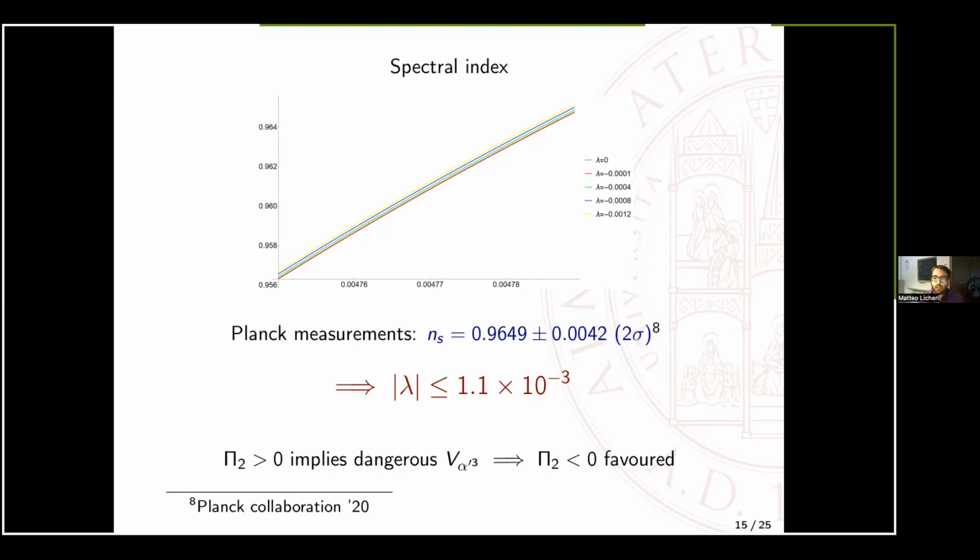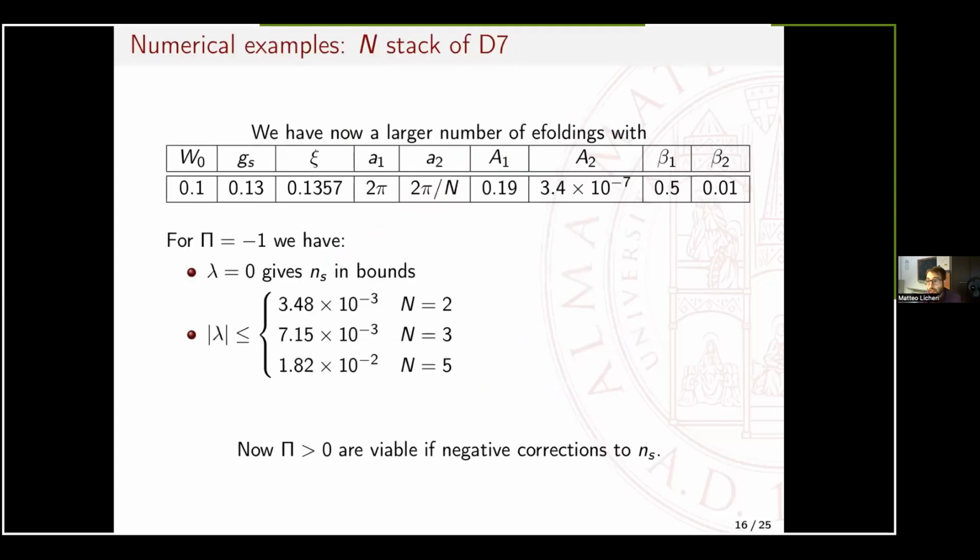In fact, since we are starting from a spectral index that is already below the value of Planck, giving a positive correction will further put your spectral index away from the value. So negative pi are favorable in this case. We have a different result when an n stack of D7 is on the inflaton cycle.